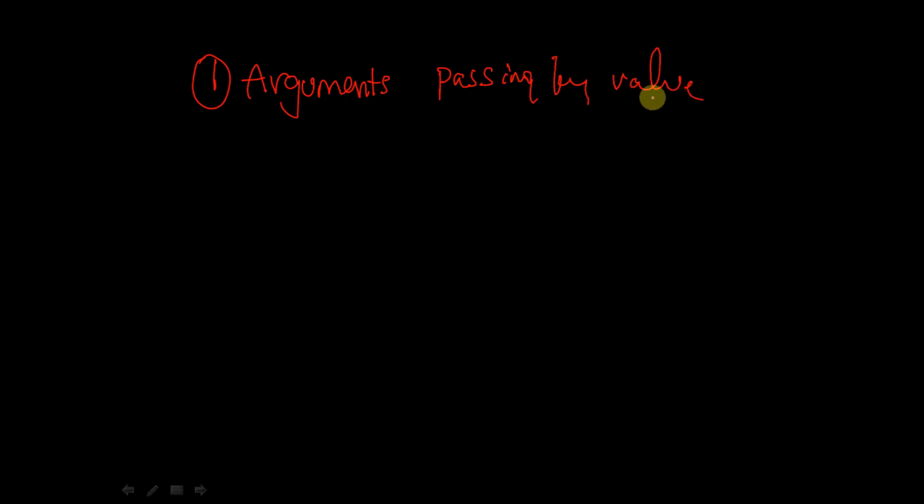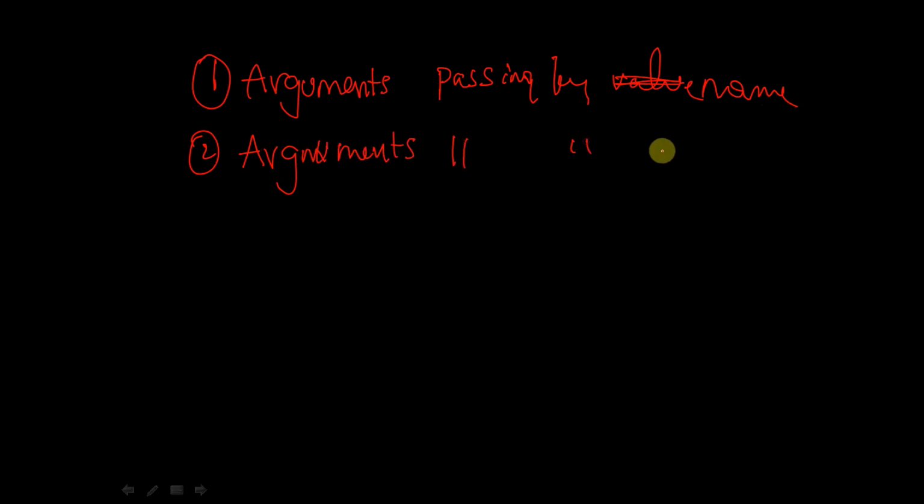So in case of passing the arguments, we have arguments passing by value, arguments passing by name, and arguments passing by reference. So we have three methods to pass our arguments. Now let's see the arguments passing by name.